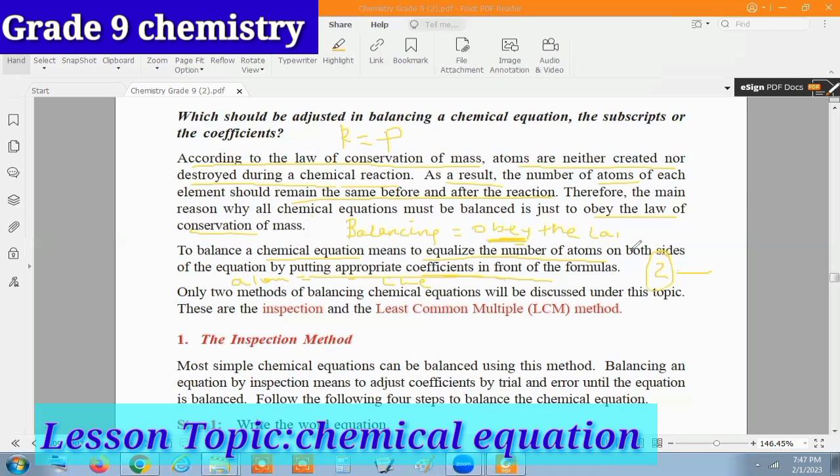Now you remember about coefficient and the subscript from the lower grades. Coefficients are numbers written in front of symbols or formulas, whereas the subscripts are the numbers written at the right bottom of an element. To balance an equation we have to use only the coefficient. Only two methods of balancing chemical equations will be discussed under this topic.